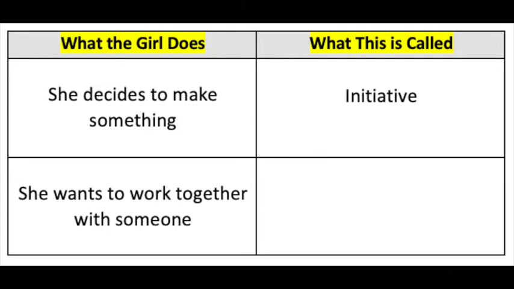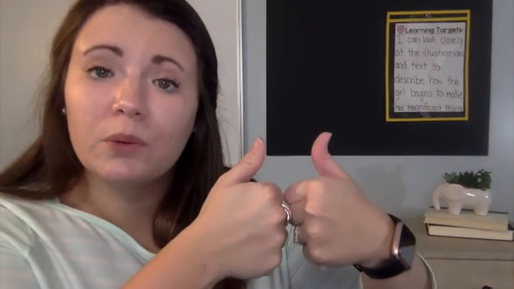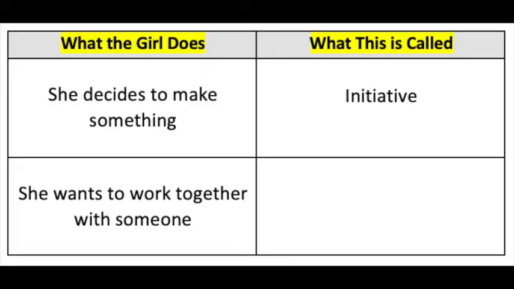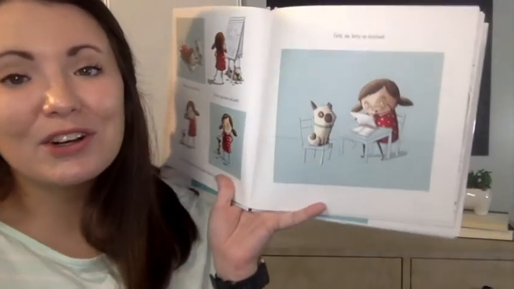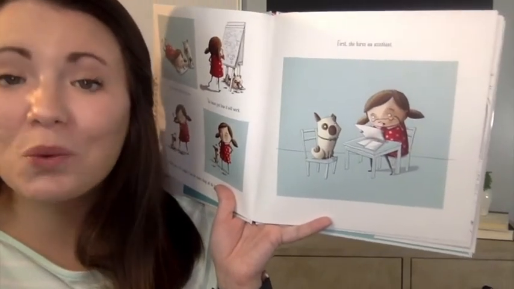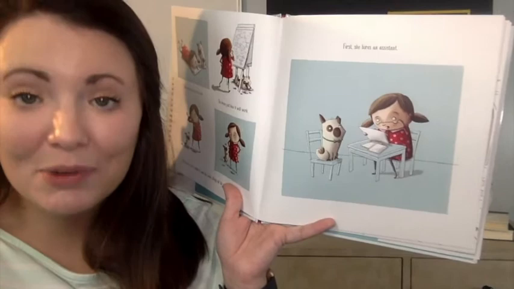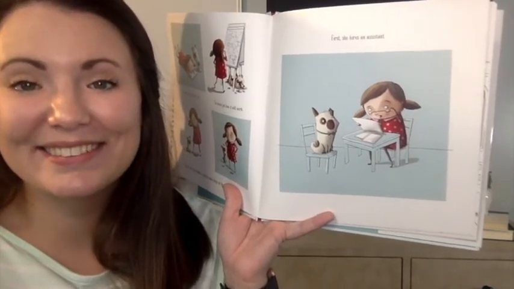Now, what is it called when you want to work with someone to get the job done? Think about that word. I'll give you a moment of think time. That's right. We call that collaboration. Can you say that with me? Collaboration. On this page, the girl decides to hire her dog to work with her. She's choosing collaboration to make her job easier.